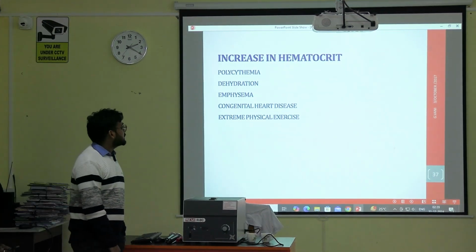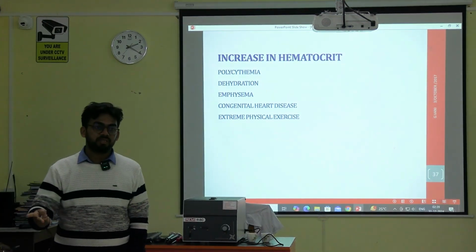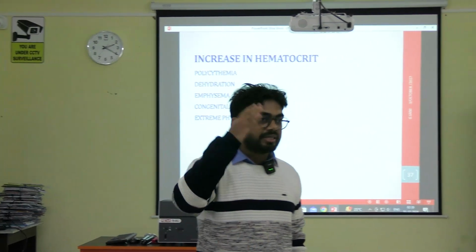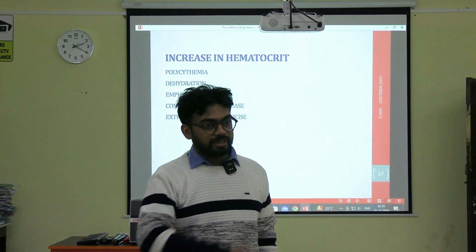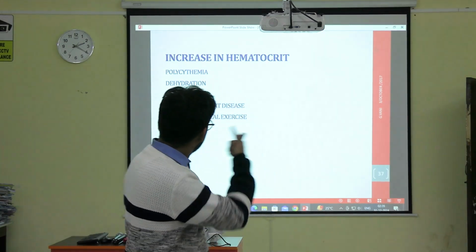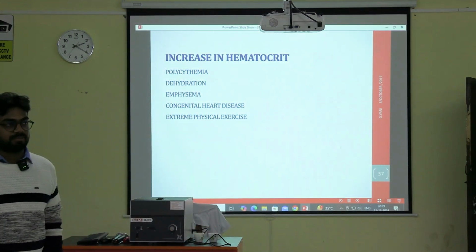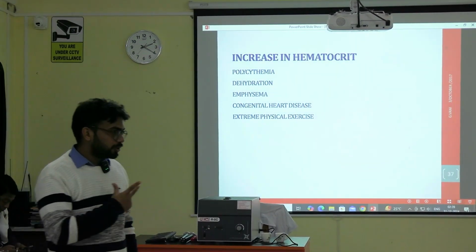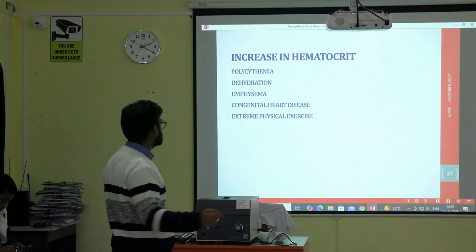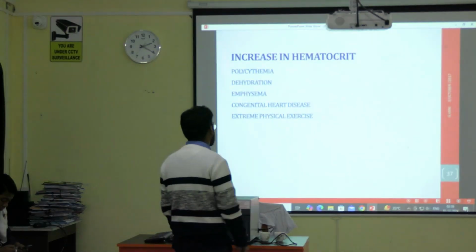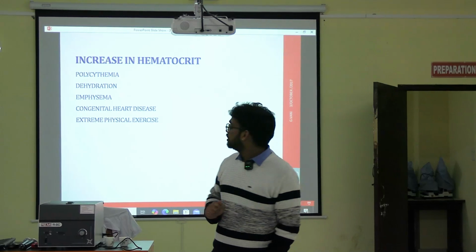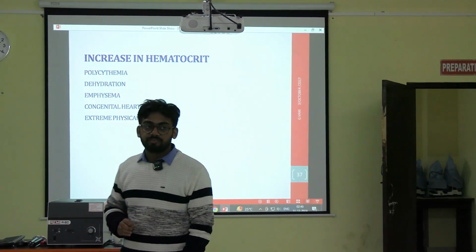What can be the cause of increased hematocrit? The opposite one. If there is dehydration, the plasma volume is decreased, so the concentration of RBC will increase. Polycythemia is a condition where the RBC count is more. Emphysema is a lung condition. In emphysema, congenital heart disease, and physical exercise, there would be increased hematocrit.